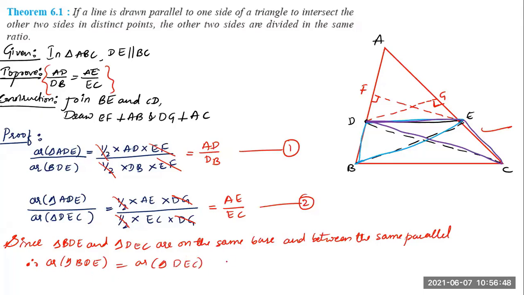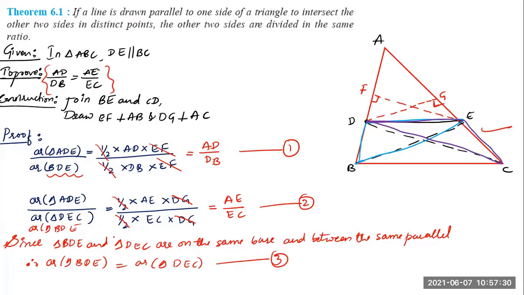Area of BDE and area of triangle DEC are equal. So this is equation number 3. Now here we have DEC and here we have BDE. So instead of this DEC, can I write here BDE? Yes, sir. So we can write here area of triangle BDE, because from equation number 3, this is also ADE by BDE and this is also ADE by BDE. Now both the equations are equal here.